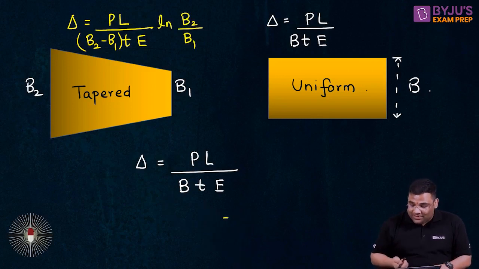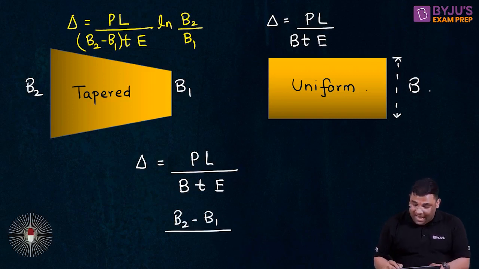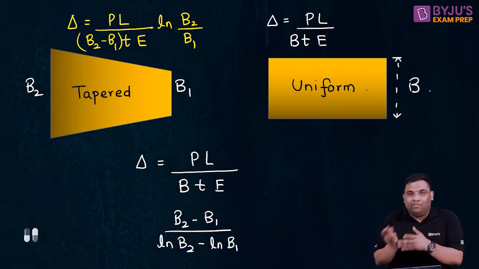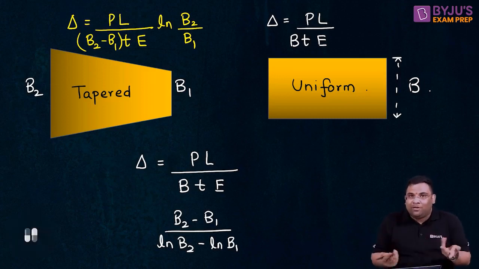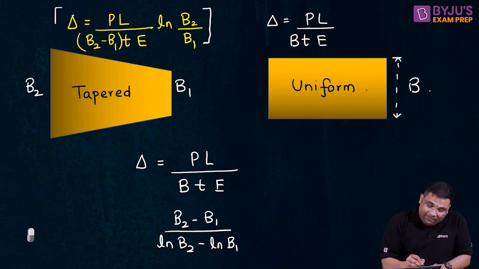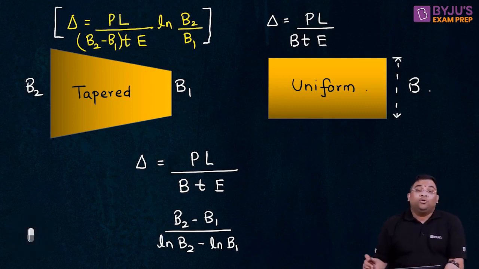See, this can be written like this also, right? B2 minus B1 by ln B2 minus ln B1. So easy to remember, right? B2 minus B1 by ln B2 minus ln B1. Now what is ln B2 minus ln B1? That is ln B2 by B1, right? Log properties. Yes. So you can remember the formula for a tapered rectangular cross section also so easily.